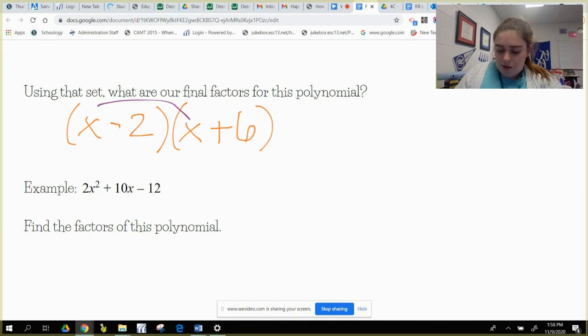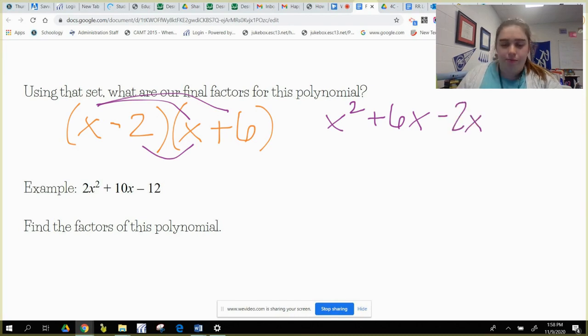So we're going to multiply the first term, so x times x, it's x squared. Okay, we're going to multiply the outside terms, which is x times 6. So plus 6x. Multiply the inside terms, negative 2 times x is negative 2x. And then the last term, so negative 2 times 6, which is negative 12.